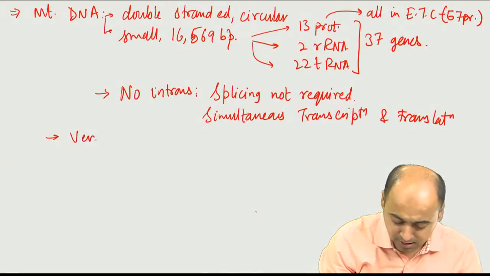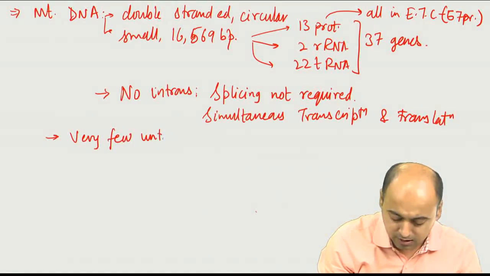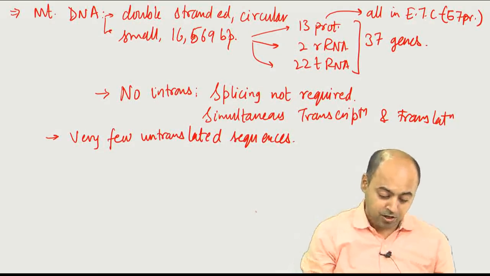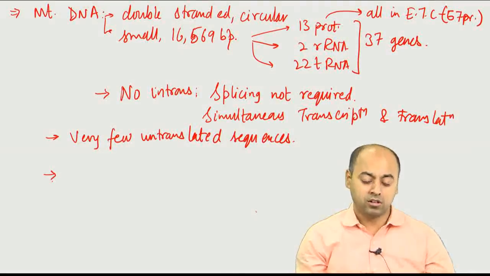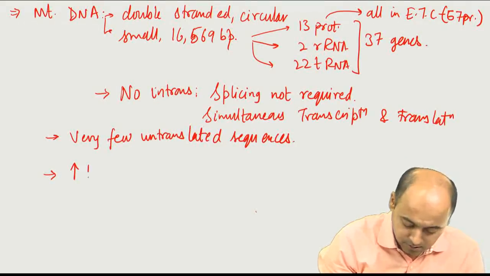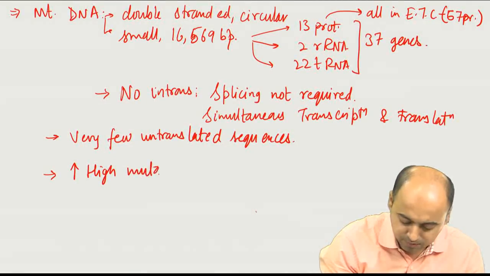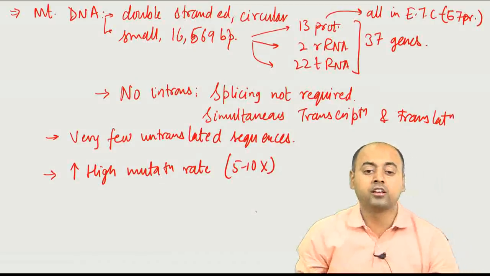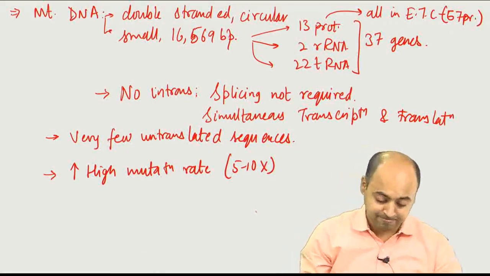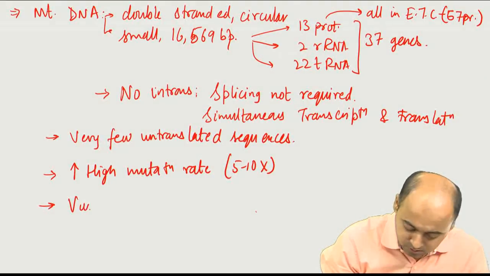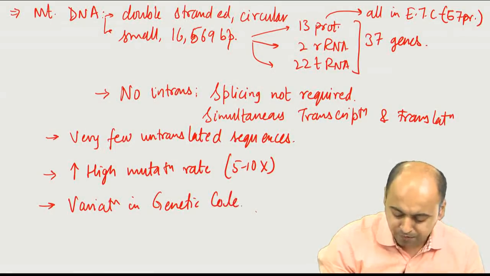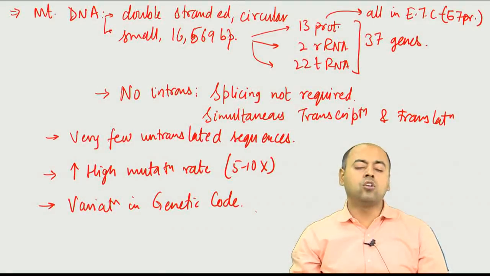Besides having no introns, they have very few untranslated sequences. However, one very unfortunate finding for the mitochondrial DNA is it has the high mutation rate, typically 5 to 10 times higher. And lastly, there is variation in translation of the genetic code.